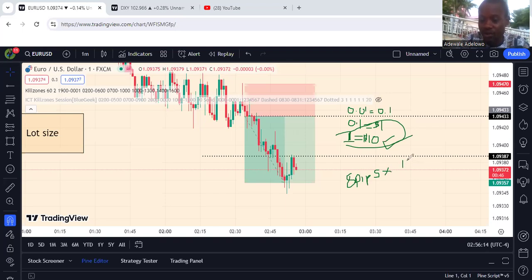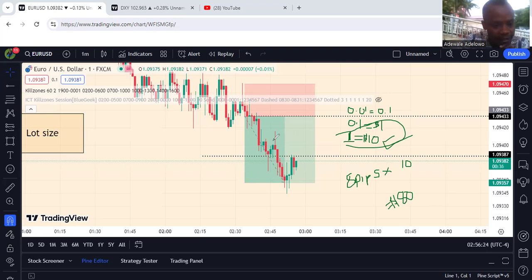8 pips times $10. So everything you have made as a profit, because you are correct, is $80 in just how many minutes? Let me find out. This is exactly a 1 minute candlestick, right? So from here, let's say this is the beginning. Each candle is formed in 1 minute. 1 minute, 2 minutes, 3, 4, 5, 6, 7, 8, 9, 10, 11, 12, 13, 14 minutes. In less than 15 minutes, you make $80 because you use one lot size.